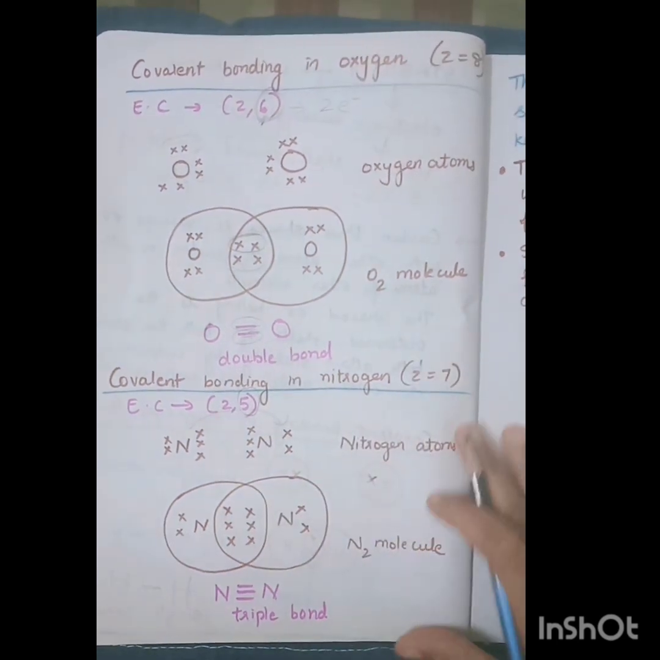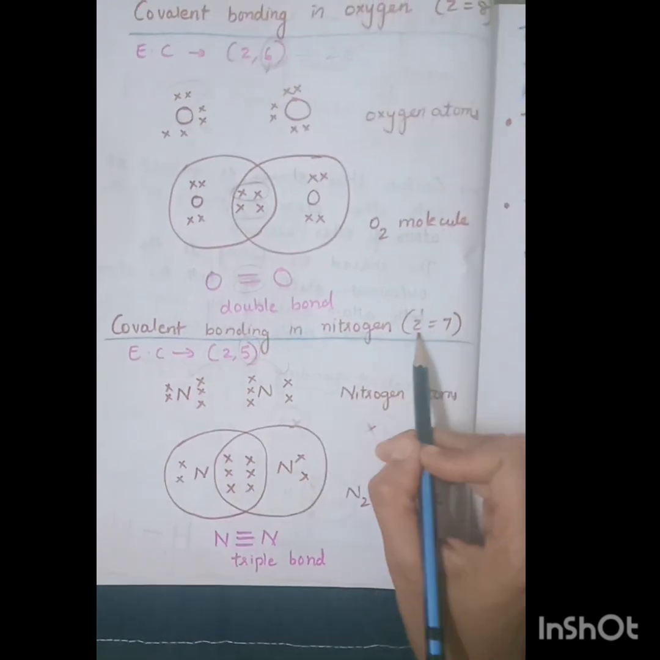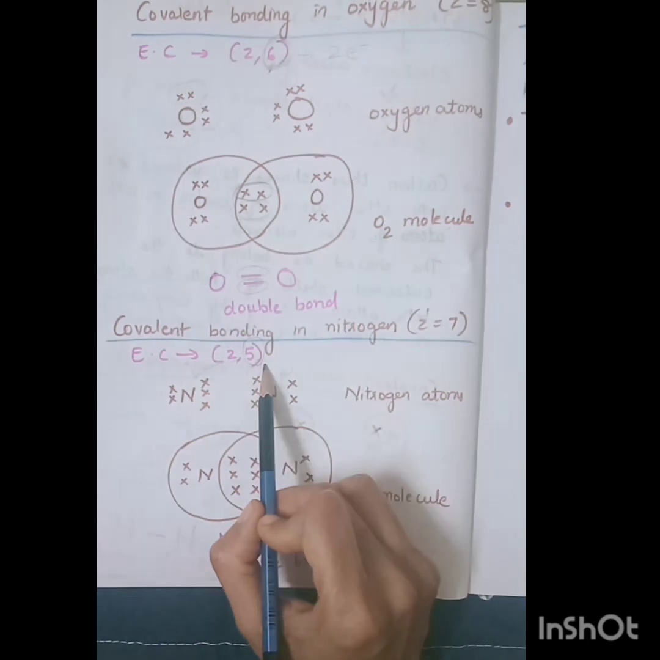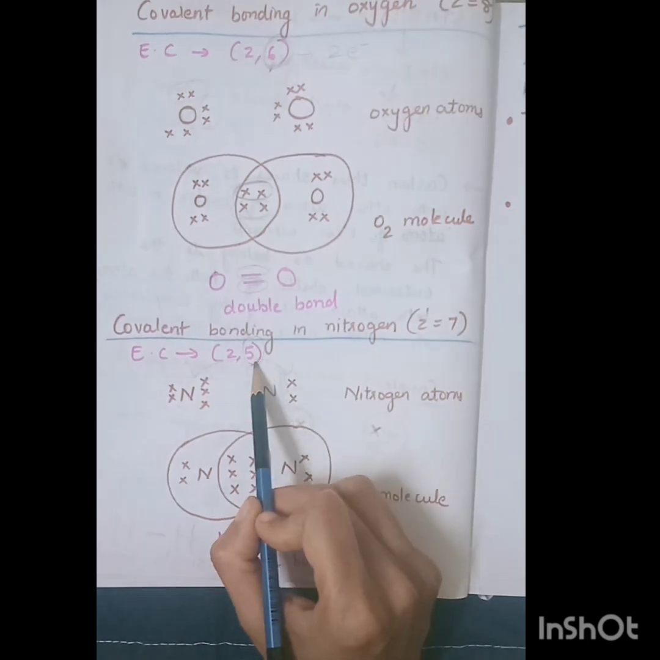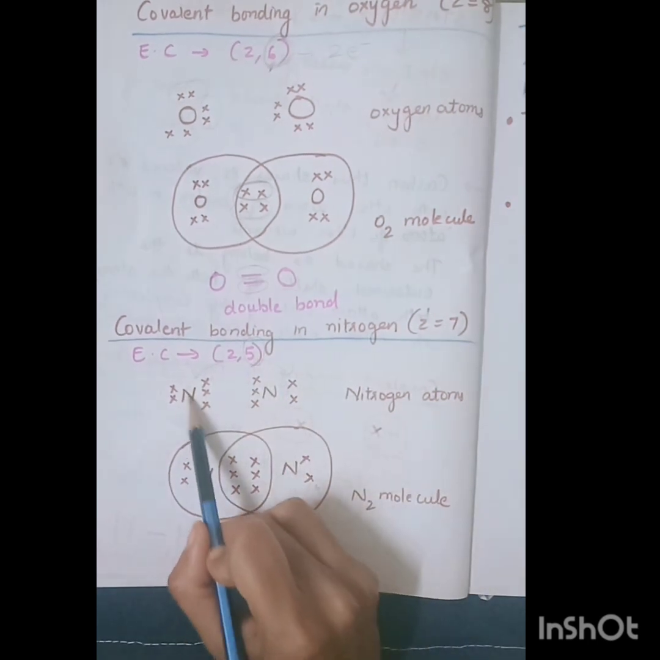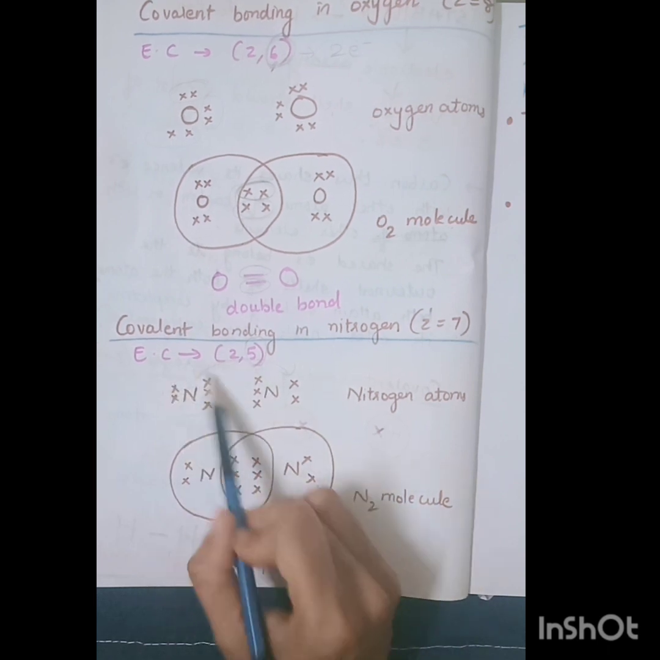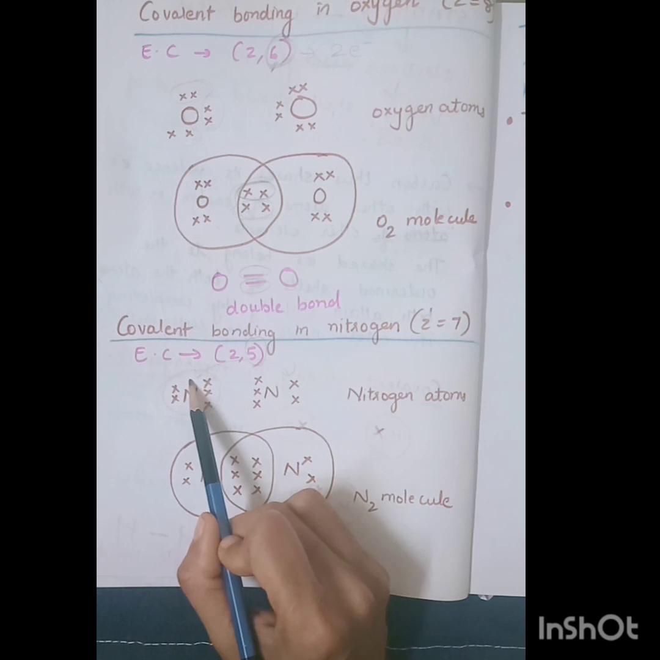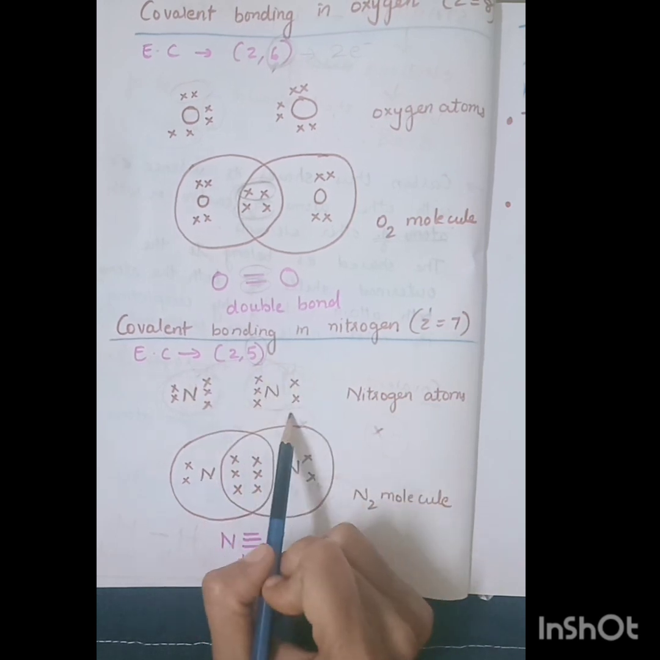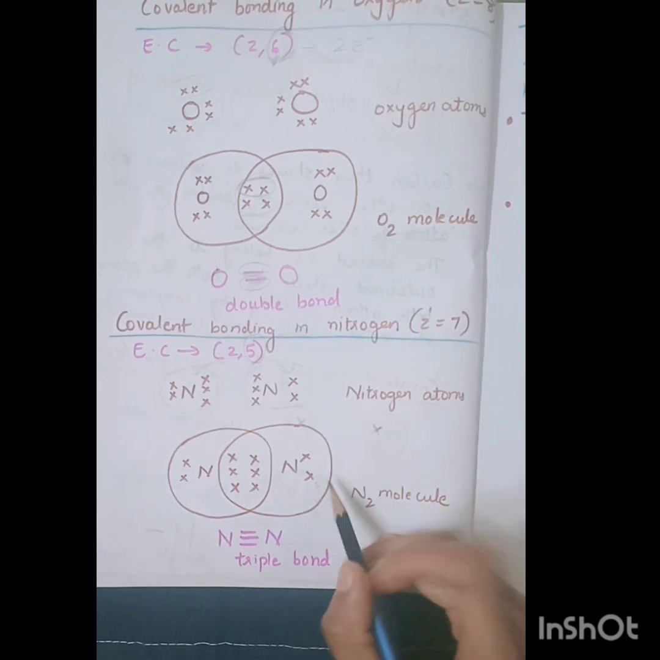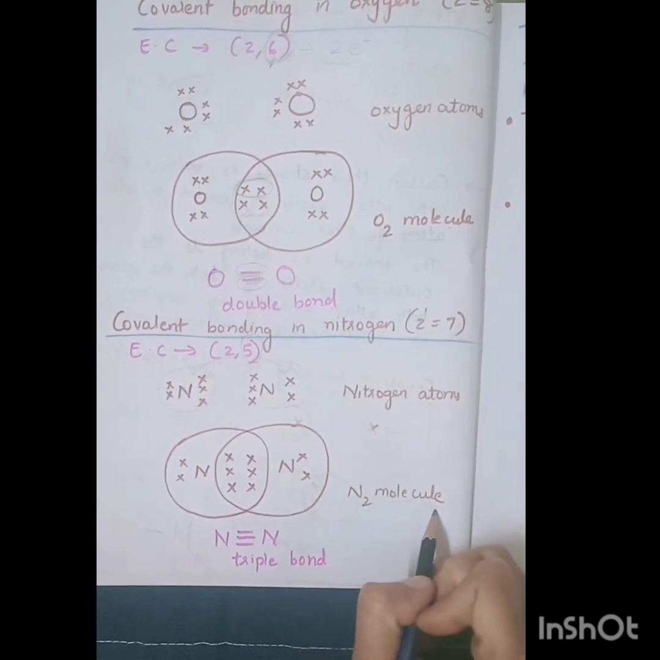Next is covalent bonding in nitrogen. Nitrogen with atomic number 7. Electronic configuration is 2,5. So 5 are the valence electrons. So again we'll write the symbol of nitrogen, that is N, and around it we put 5 crosses here, and again here are 5 crosses. So these are nitrogen atoms. Now we have to form the nitrogen molecule, N2 molecule.